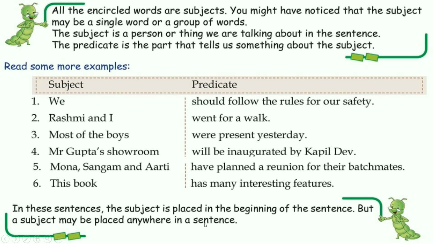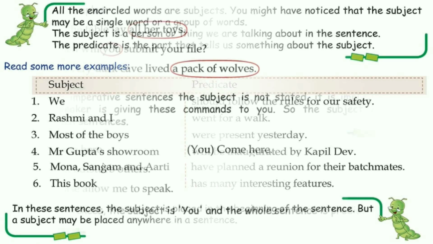Okay, children, just now I have told you a subject can be anywhere. Many students get confused that the subject can be only at the beginning. Like in these 6 sentences, we can see that they are in the beginning, but the subject can be anywhere, in the middle also, at the last also, and somewhere it is hidden also. So don't get confused. Only keep in your mind that whatever or whomever we are talking about, okay, that is the subject, and what we are saying about the subject is the predicate. Keep this in your mind.